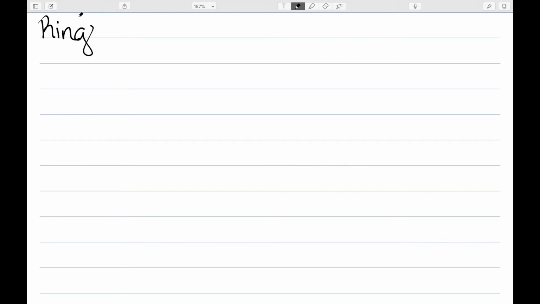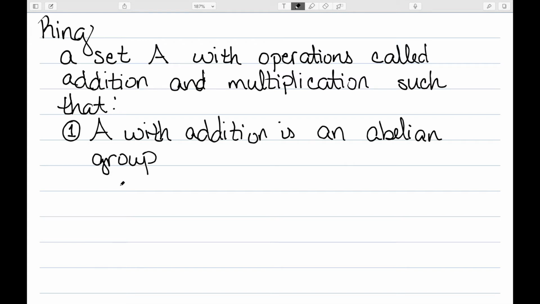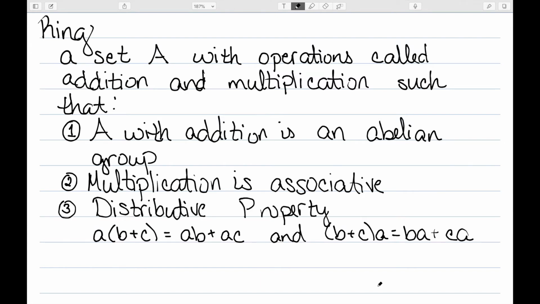So let's start with actually looking at the definition of a ring. A ring is a set A with operations known as addition and multiplication such that three things are true. The first thing, we need that set A with only the operation of addition to be an abelian group. We need the operation of multiplication to be associative. And we need the distributive property.